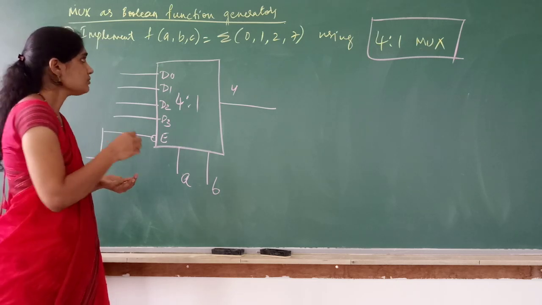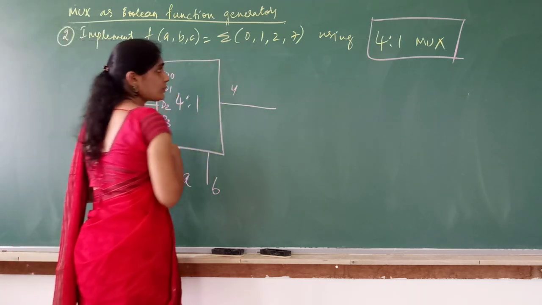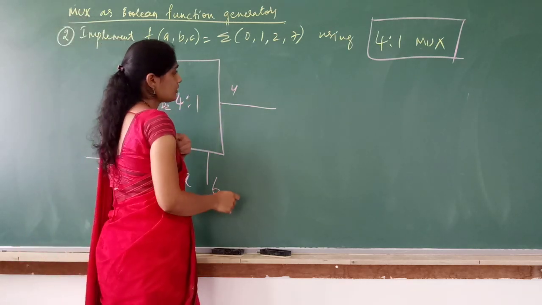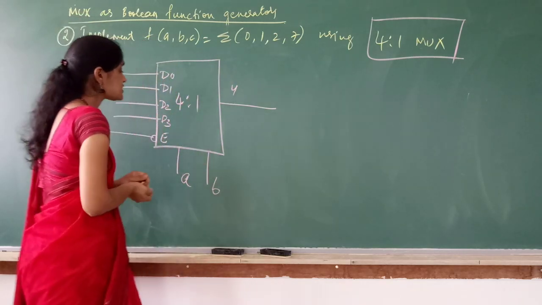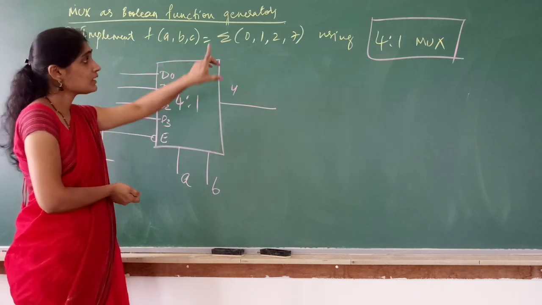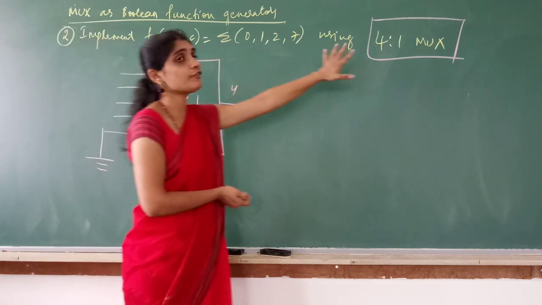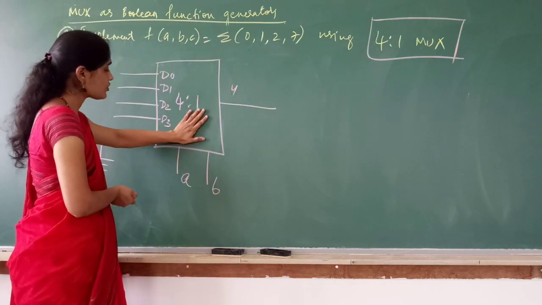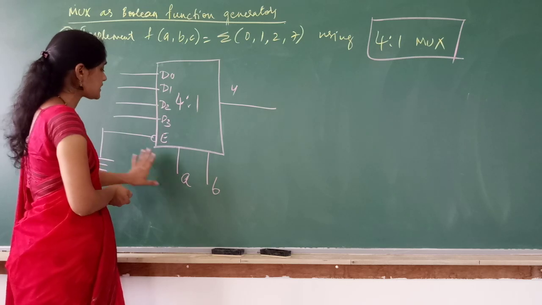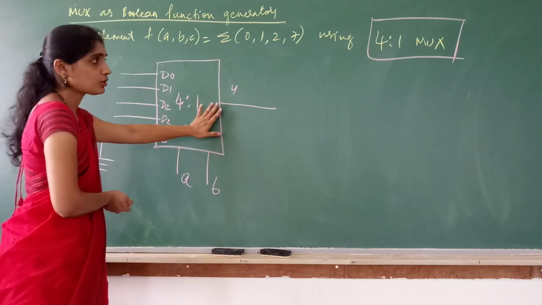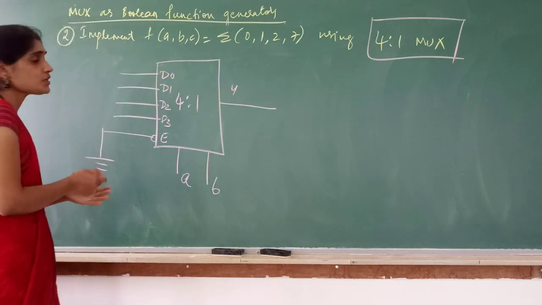Okay. So now we must write the truth table for this. I have 2 methods. I'll explain both. To implement this function directly, I must go for an 8:1 mux. But the question is to implement this using a 4:1 mux. So let me take a 4:1 mux: 4 input pins, 2 select inputs, 1 enable input that has to be connected to ground, and 1 output. Now how to implement this function using this mux?